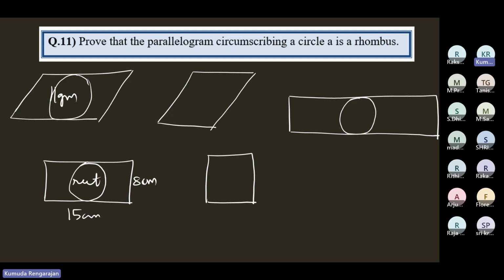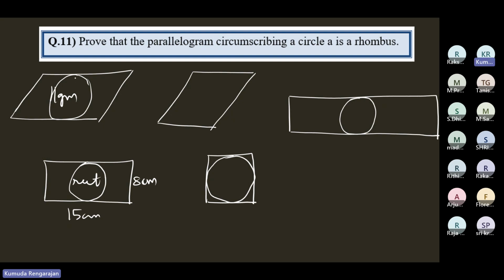If it is a rectangle only, meaning it's not a square, then you cannot draw a circle touching all the four sides. If the rectangle is a square, then you can draw a circle touching all the four sides. Yeah, a square is a rectangle. All rectangles are not squares.